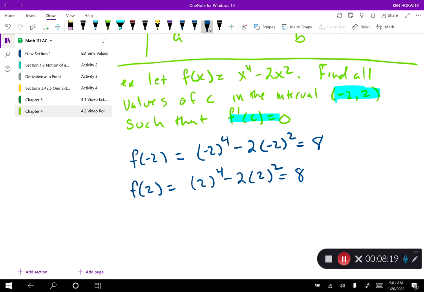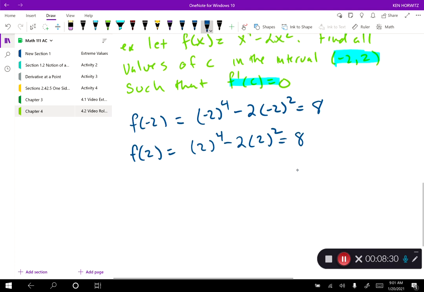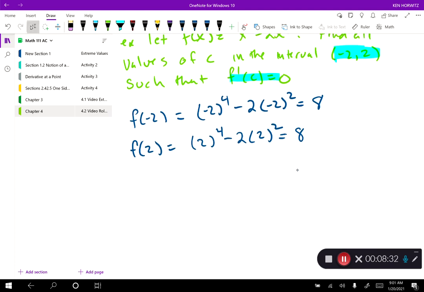So basically what we're saying is that we know Rolle's theorem applies because our endpoints are equal, right? Our y values for our endpoints are equal. So we know there's at least one value where the derivative equals 0.